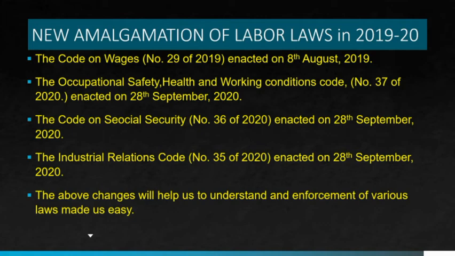So in this connection, the central government enacted the Code on Wages, the Act 29 of 2019, the Occupational Safety, Health and Working Conditions Code, the Act number 37 of 2020, the Code on Social Security, the Act number 36 of 2020, the Code on Industrial Relations, Act number 35 of 2020. The above changes will help make understanding and enforcement of various laws easy.